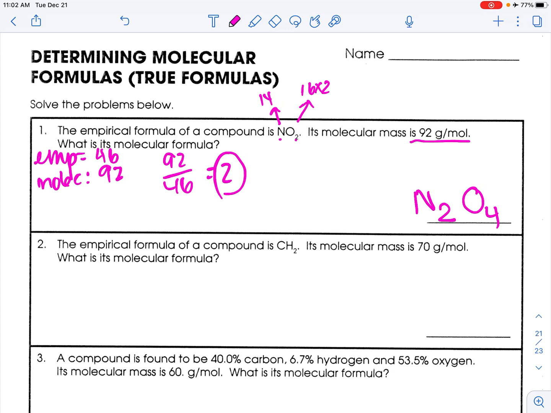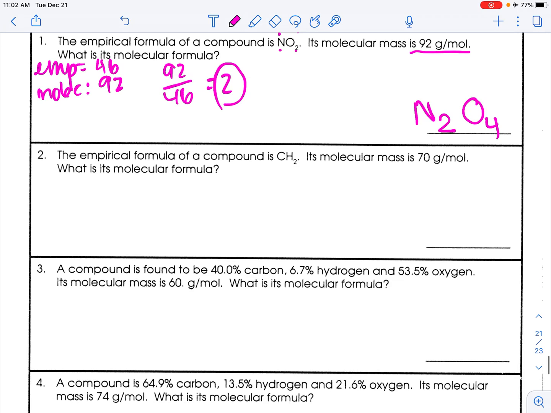And you see that it is a multiple of NO2, and it has the GFM of 92 grams per mole. I could check that out. 14 times 2 is 28. 4 times 16 is... whoa, I shouldn't have multiplied. Hold on. 4 times 16 is 64. 64 plus the 28. Oh my gosh. Well, anyways, that's the answer.